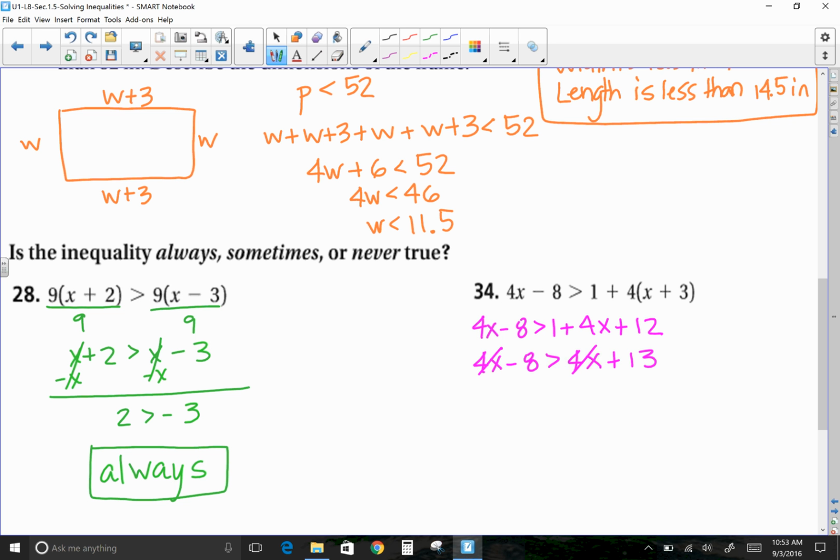So I got a 4x on both sides. That's going to go away, leaving me with negative 8 is greater than 13. Well, that was a true statement. This is a false statement. Is this always, sometimes, or never true? Well, it's false, so that means it can never be true.